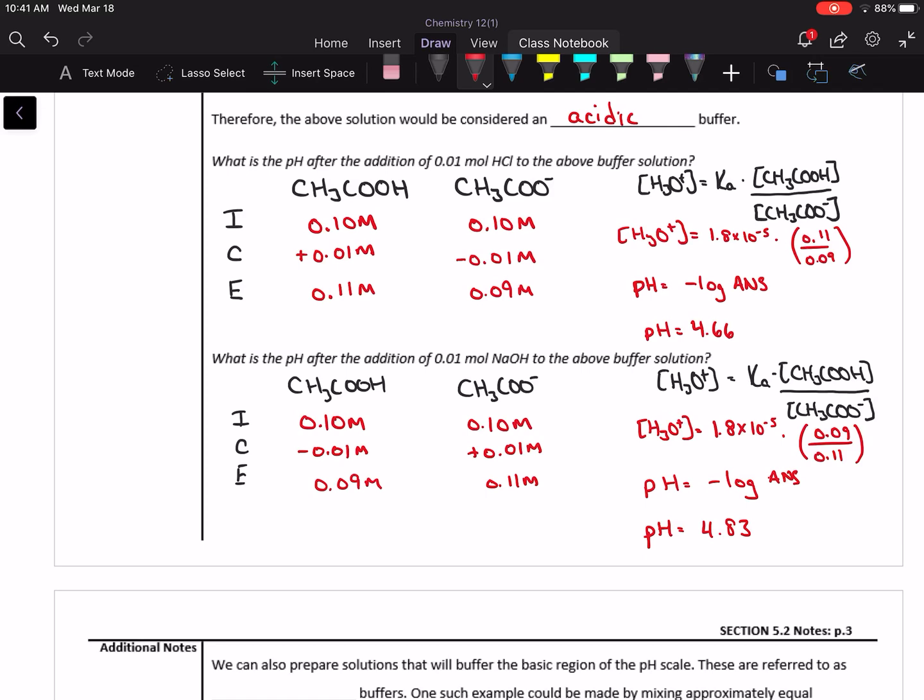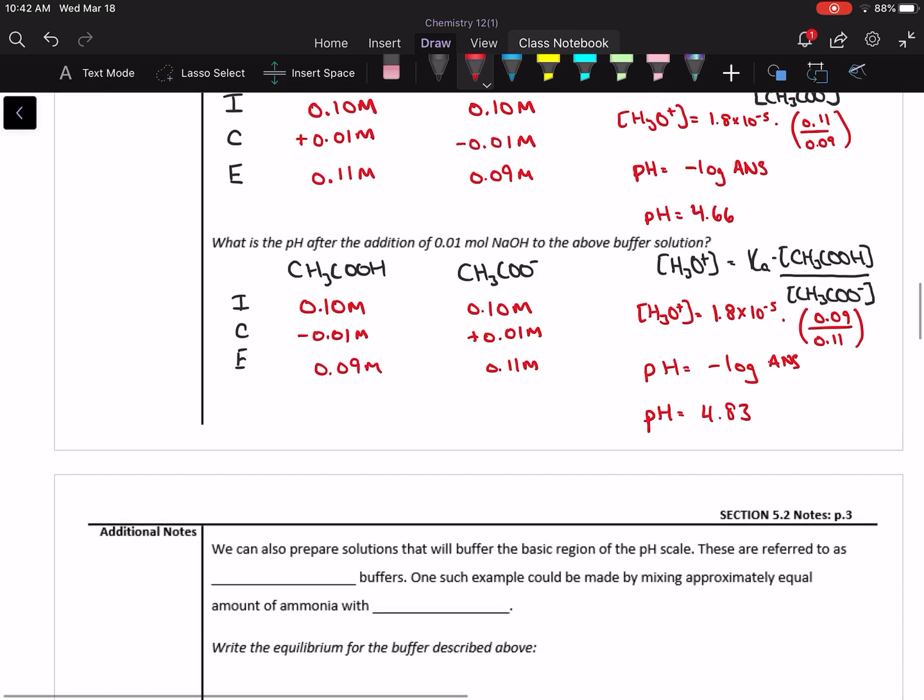The other thing to notice is that the amount of change in pH by the addition of acid or base was equal in these two examples because I added equal concentrations of acid and base, and also because in my buffer solution I started with equal concentrations of acetic acid and acetate ions, meaning my buffer was able to handle the addition of acid and base equally. If that ratio were not 1 to begin with, I would not be able to handle the addition of acid and base equally.